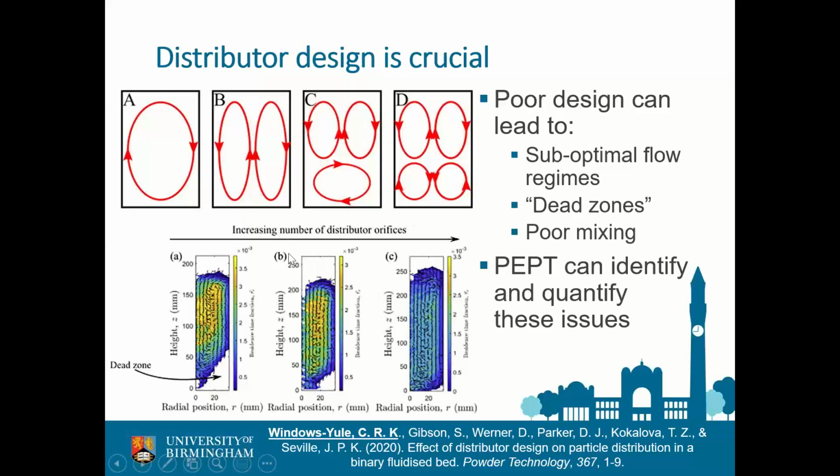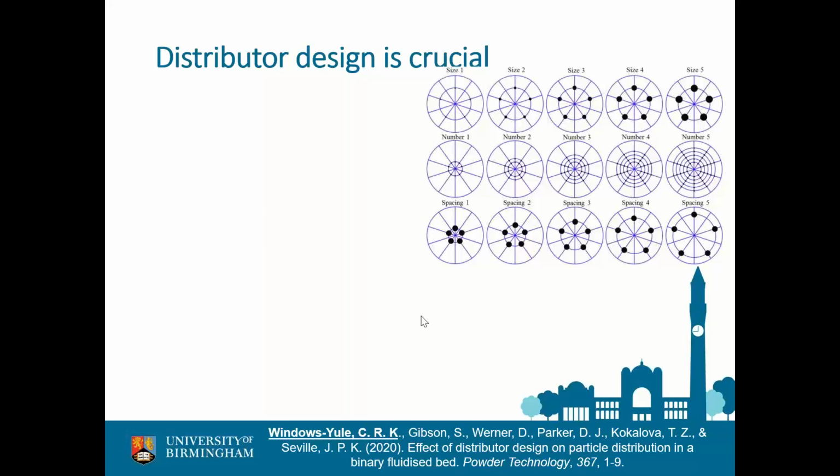Now, all of these things we can directly infer from our three-dimensional PEPT measurements. So we can see the dead zones in the system are highlighted as these blank regions of this occupancy plot. You can see the flow pattern illustrated by the directions of the arrows flowing around our system. And you can also see regions of poor mixing where we have very blue or very yellow parts of the system. So from these simple plots that we produce using PEPT, you can see that as we increase the number of orifices in our distributor, we get smaller and smaller dead zones, and our mixing gets better and better.